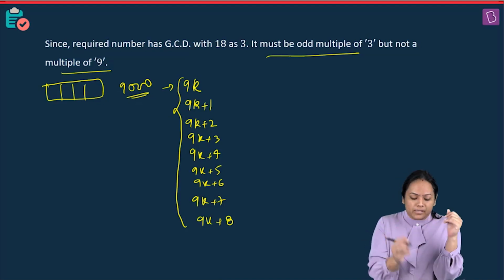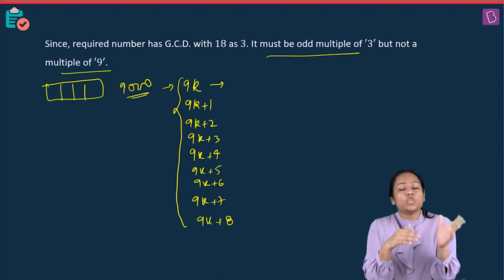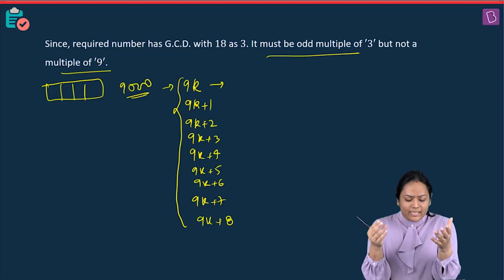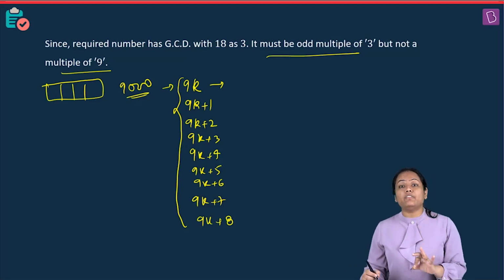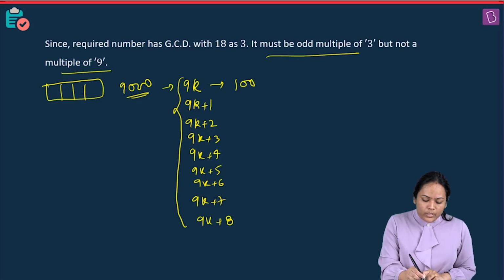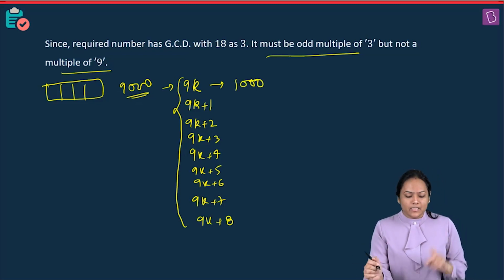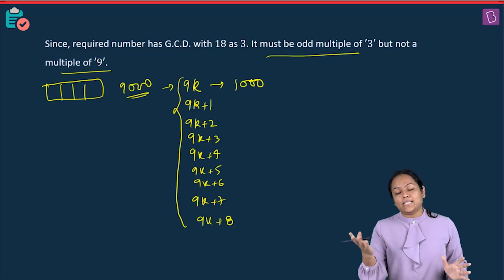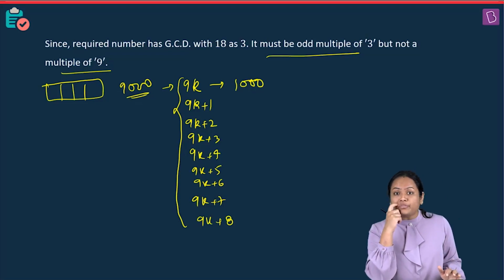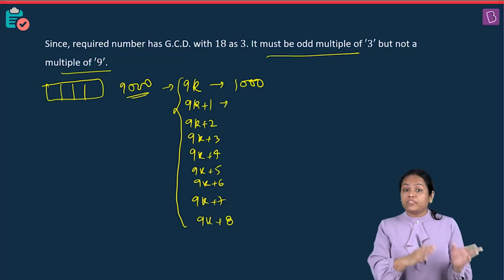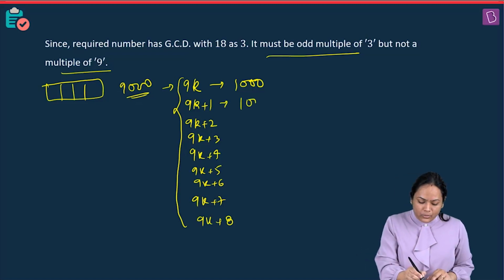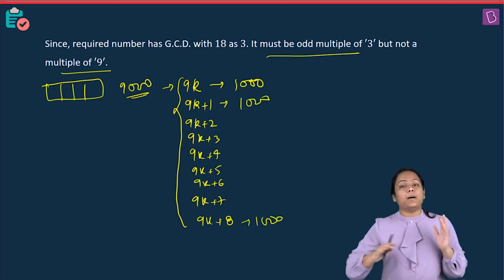Now, how many numbers are there of the 9k form? Well, since all these numbers are equally probable, I can say that each kind of number will be available in thousands. The numbers which are of the form 9k will be 1000. Similarly, the numbers which are of the form 9k plus 1 are again 1000, till the last one. So all these categories have 1000 numbers.